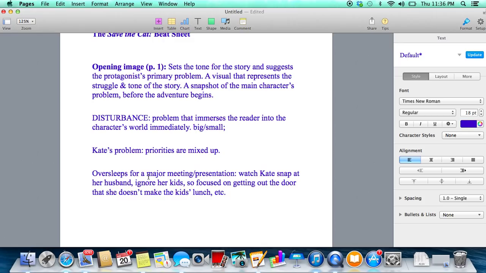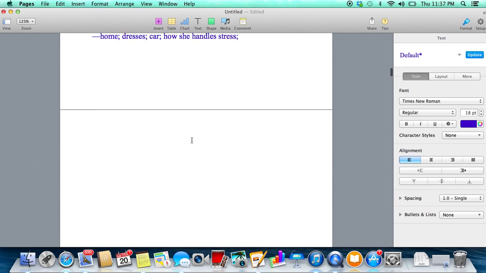Does she make it to the meeting? What happens? So we're immediately immersed in her world, and we see things like her home, we see how she dresses, we see her car, we see how she handles stress, so we just get a real snapshot glimpse. So instead of a formal opening image, we have our disturbance. And so that's our first beat.